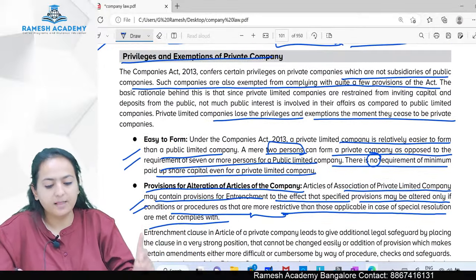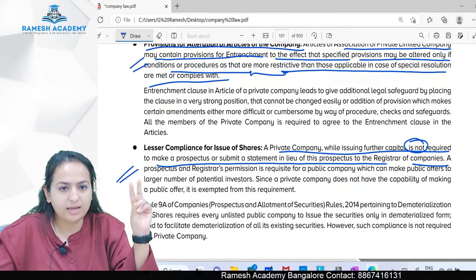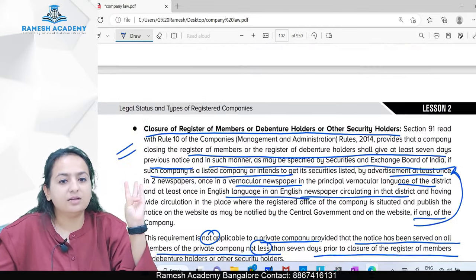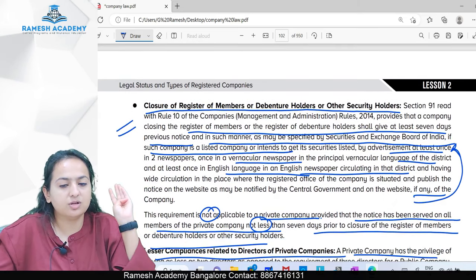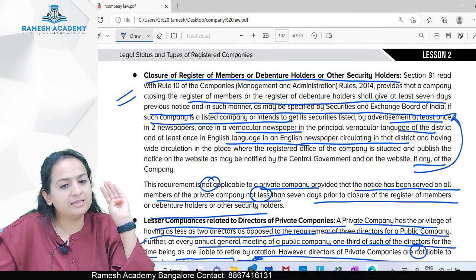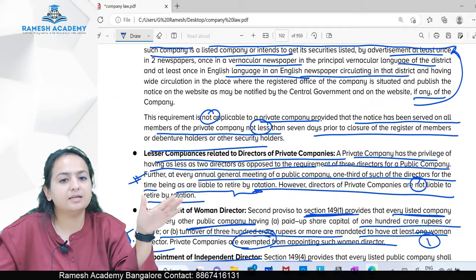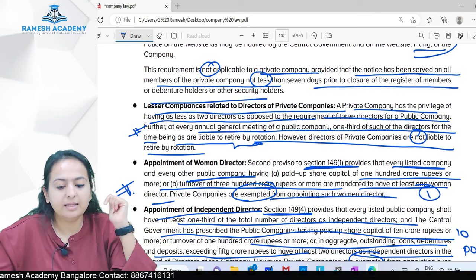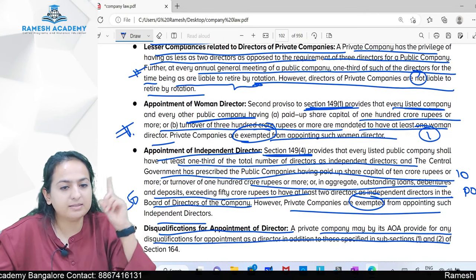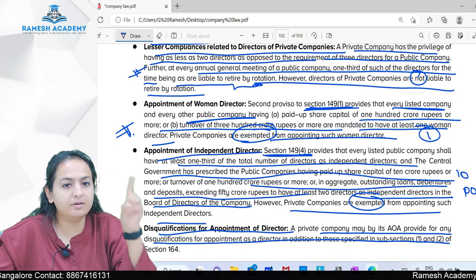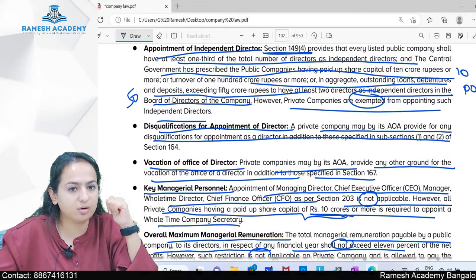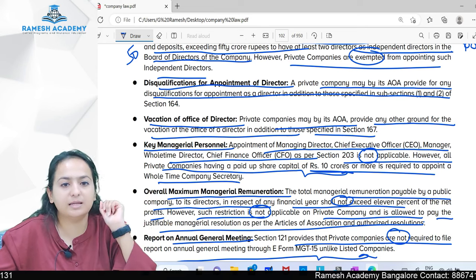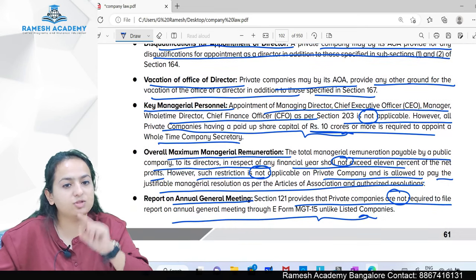Easy to form, provision for alteration of AOA, lesser compliance for issue of shares, right? Then closure of registers of debenture holders or security holders, at least 7 days notice is sufficient. Lesser compliance related to directors of the private company. Then appointment of woman director, section 149, it is not applicable. Independent director, it is not applicable. Disqualification of the appointment of director, they can add this clause in their AOA. Vacation of the office clause can also be added in the AOA.